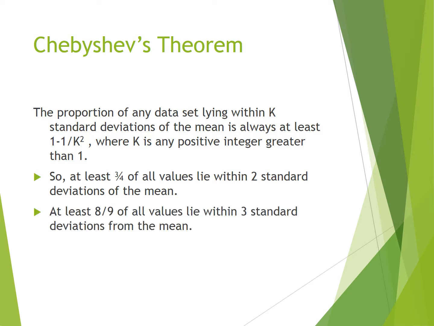And the same thing holds for 3 standard deviations. At least 8/9 of all values lie within 3 standard deviations. But as the data gets closer to being symmetric and bell-shaped, the 8/9 becomes closer and closer to 99.7%.